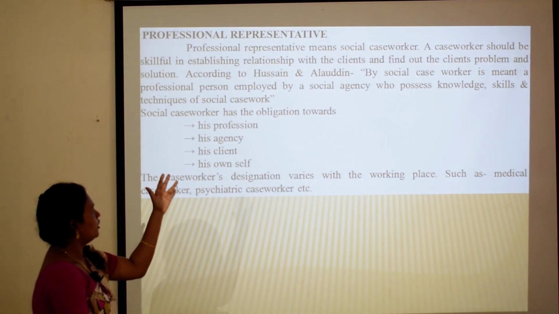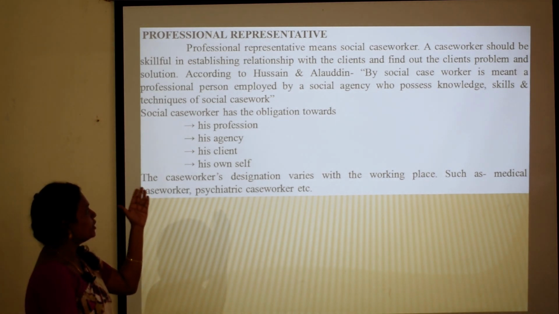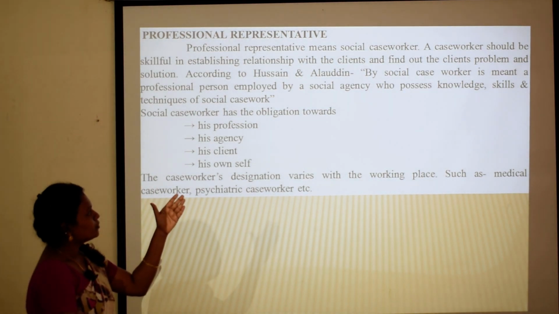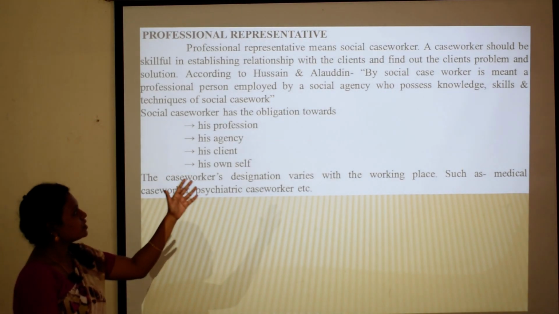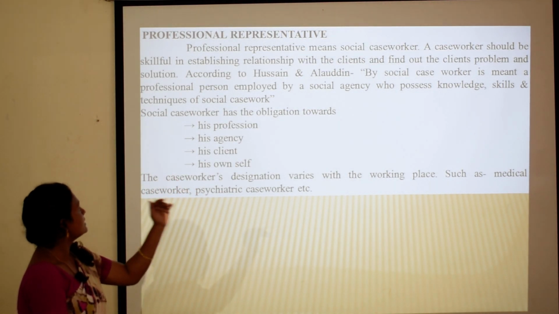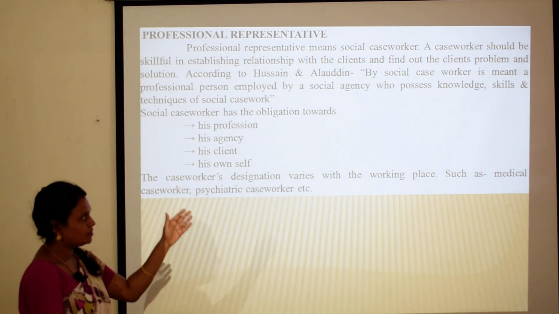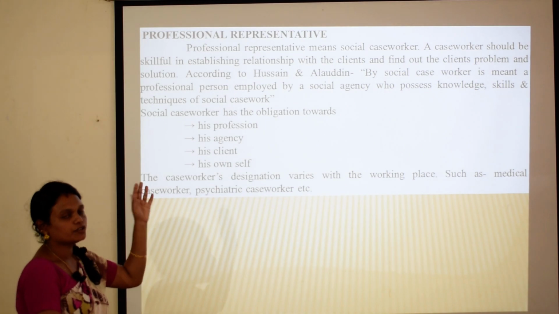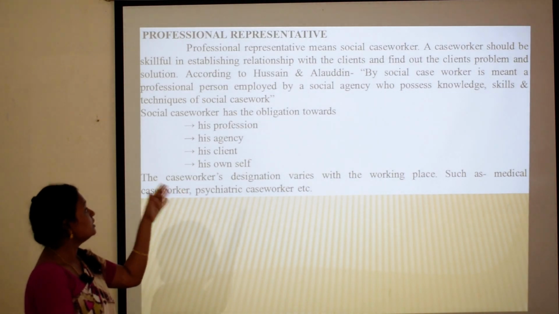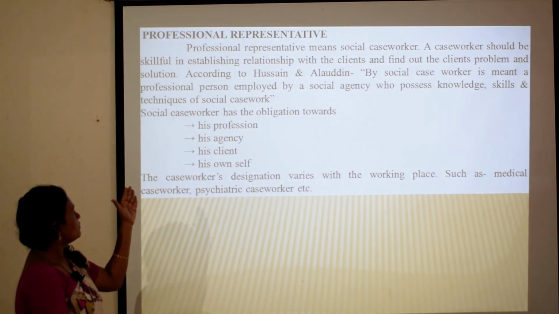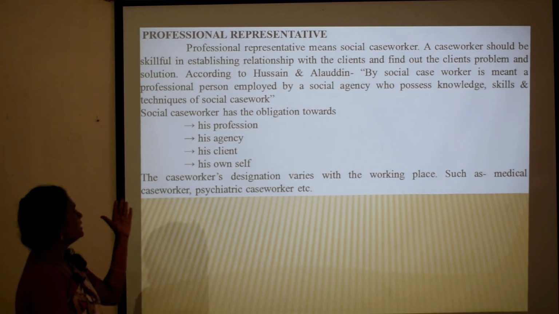According to Hussain and Aladdin, by social caseworker is meant a professional person employed by a social agency who possesses knowledge, skill and techniques of social casework. So a caseworker will have knowledge, skills and techniques of social casework. So he must be a knowledgeable person. He must use the skills of social casework, and he must use his techniques to deal with the problems of the client. So a social caseworker has obligations towards his profession, his agency, his client, his own self.